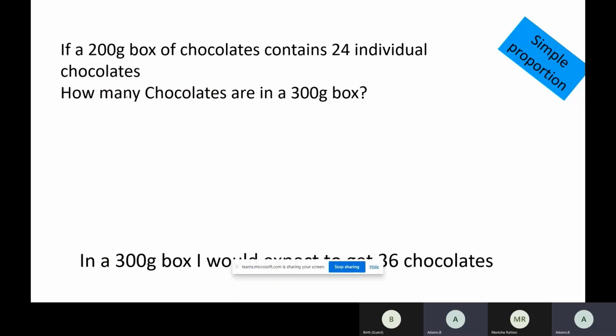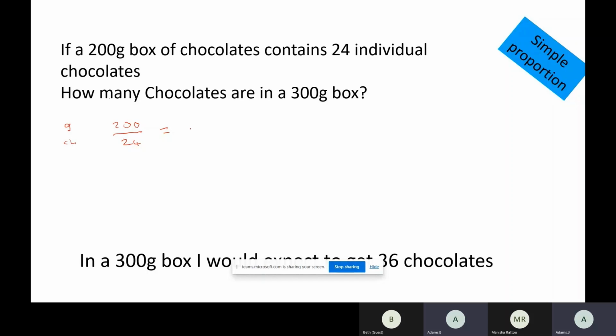200 grams of box contains 24 individual chocolates. Sometimes I get them to think a little bit about which one goes on top and which one goes on the bottom, and it really doesn't matter. But if I put grams on top, I've got grams per chocolate. So it's a sensible way to set up my equation, because sometimes that division actually means something. Like if it was meters and seconds, we'd have something profound. But other times it's just a constant of ratio.